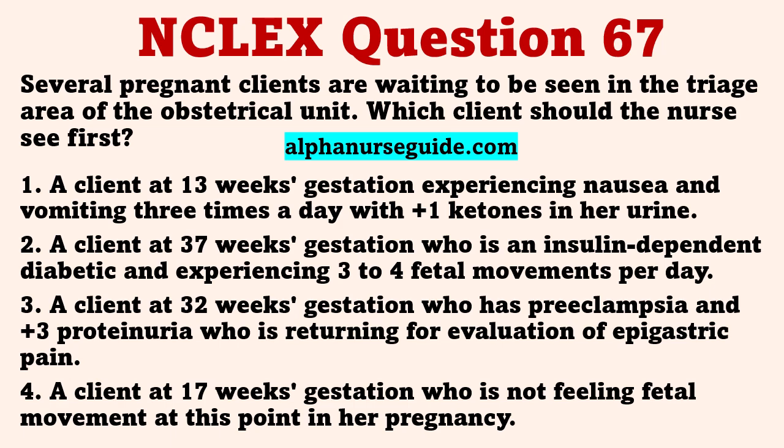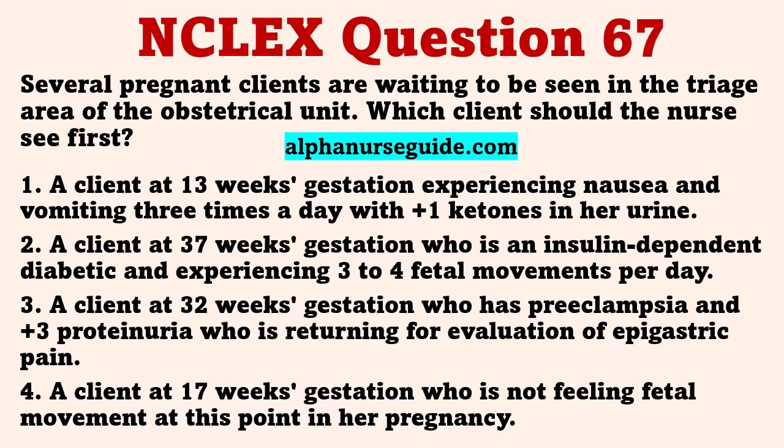The correct answer is 3. A preeclamptic client with +3 proteinuria and epigastric pain is at risk for seizing, which would jeopardize the mother and the fetus. Thus, this client would be the highest priority. The client at 13 weeks gestation with nausea and vomiting is a concern because the presence of ketones indicates that her body does not have glucose to break down. However, this situation is a lower priority than the preeclamptic client or the insulin-dependent diabetic.